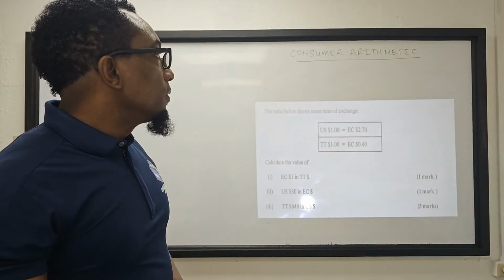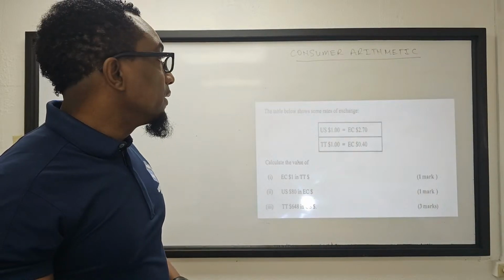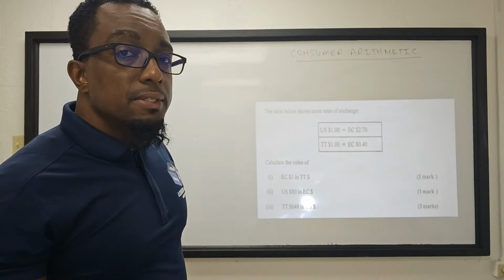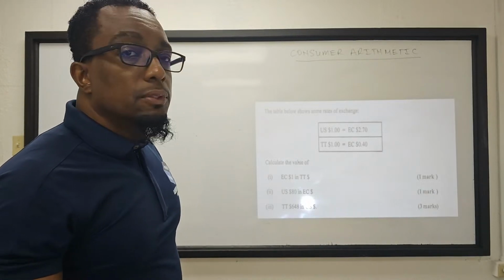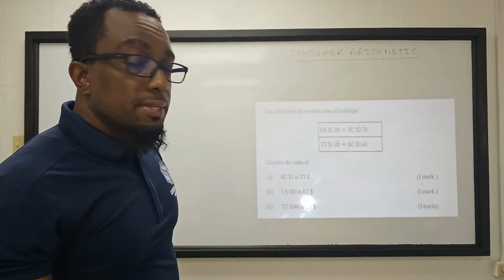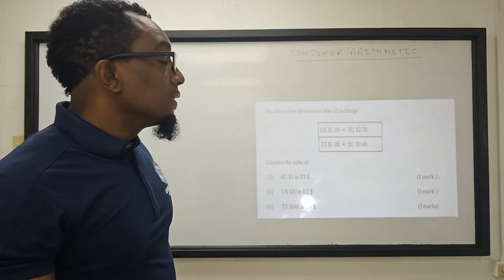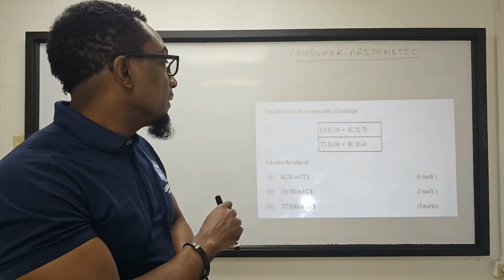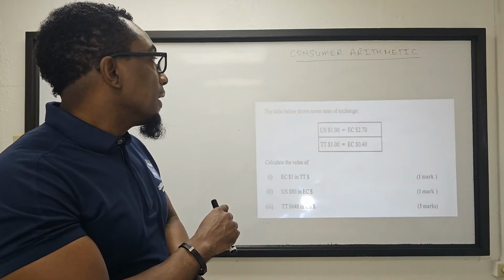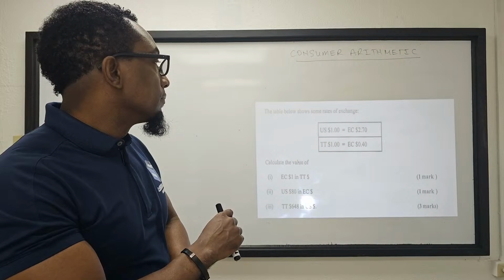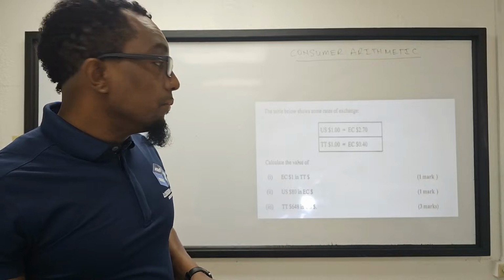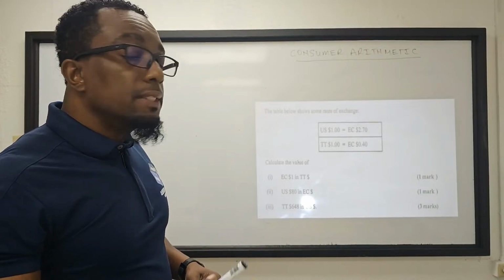The table below shows rates of exchange. We have US $1 is equal to EC (Eastern Caribbean) $2.70. TT $1 is equal to EC 40 cents. So they want us to calculate the value of EC $1 in TT dollars. So what is EC $1 in TT dollars?